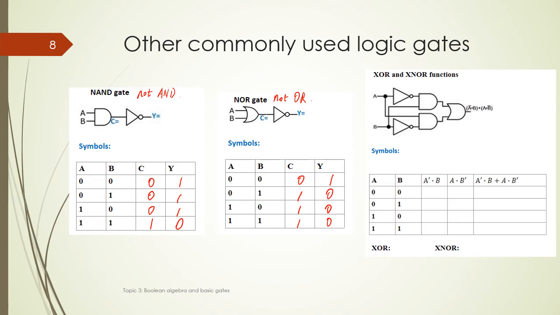Okay, so why do we need these two? In reality, in most cases, we prefer to use NAND and NOR gates, not AND and OR gates. The reason is that it's actually easier to fabricate NAND and NOR gates in the integrated circuit market. It needs more work or more cost to fabricate AND and OR. So that's why people prefer using NAND and NOR most of the time.